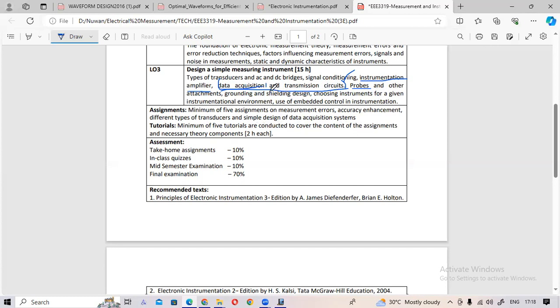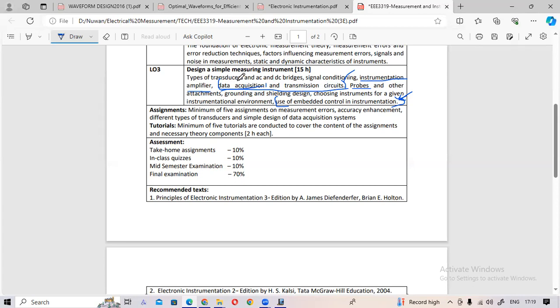Okay. So I think that is enough for LO1. Next week we will discuss about this embedded control instrumentation. So we will see what we can do. So I hope these things you get.